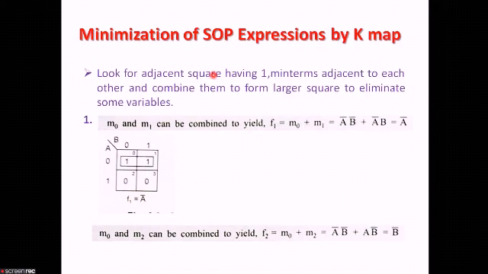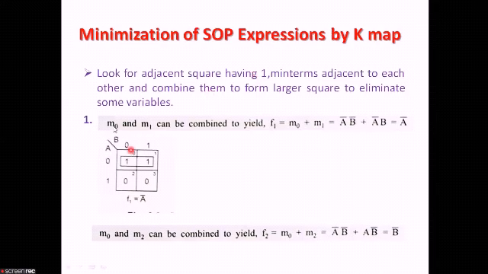Already you know that in case of SOP we are also always considering the value having 1. Now the min terms adjacent to each other combine to eliminate some of the variables. As the main objective of us is to convert the Boolean expression into smaller form, that is to minimize the Boolean expression, larger squares will be eliminating some of the variables. Now let us look at the cases.